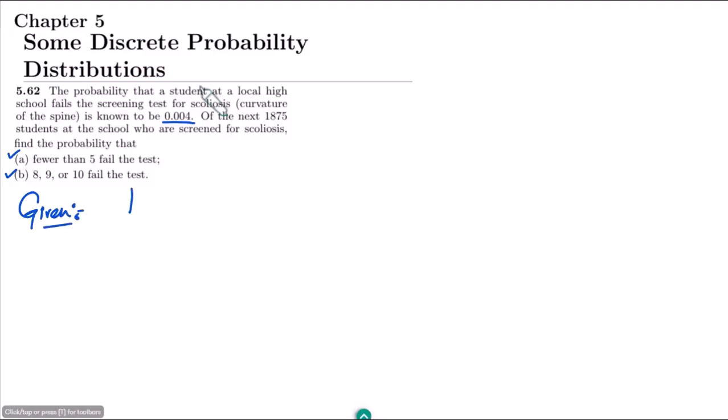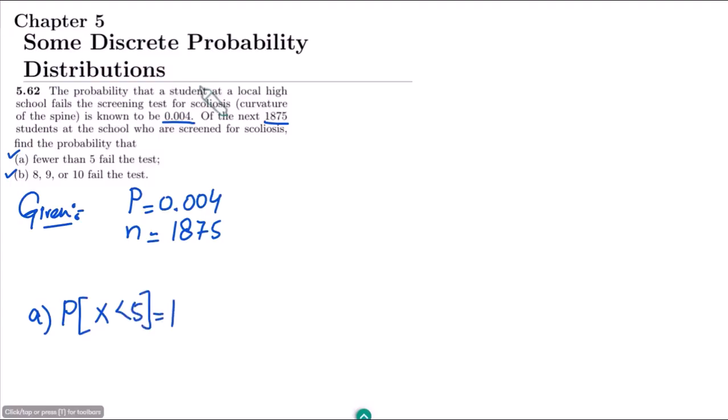The probability is given here, which is 0.004. Similarly, the sample size is also given, which is n, and this is 1875. On the basis of this, what do we have to find out? Here we want to find out if fewer than 5 fail the test, meaning the probability that x is less than 5, which is the same as the probability that x is less than or equal to 4.